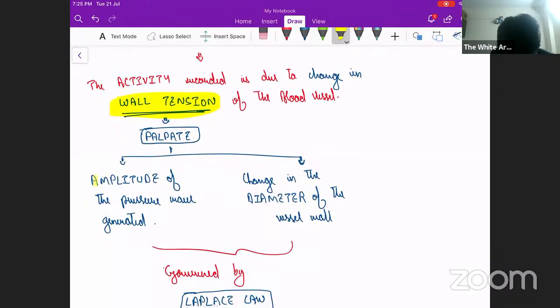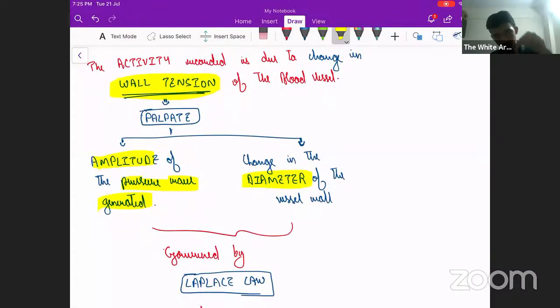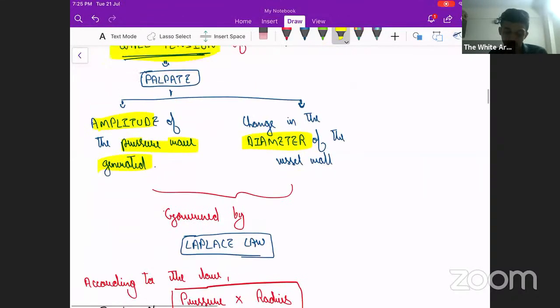One is the change in amplitude, because of the pressure wave generated by the contraction of the left ventricle. Next is the change in the diameter caused by the flow of blood, correct? And one more is the pressure wave that is being transmitted. It is both these components put together that give the change in the wall tension when you measure the arterial waveform.